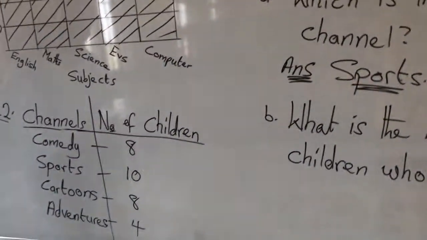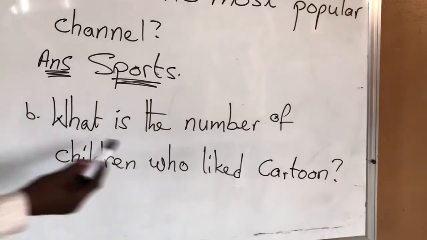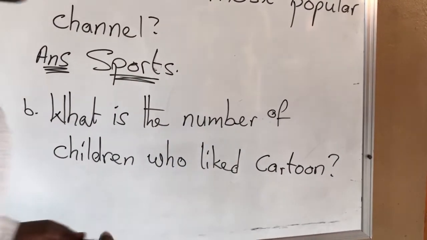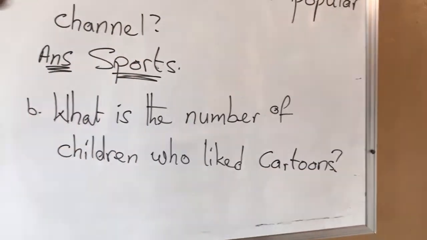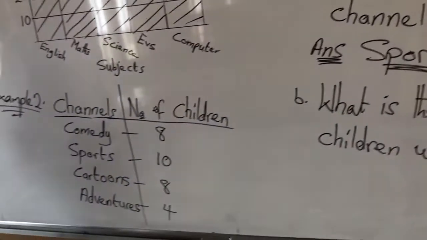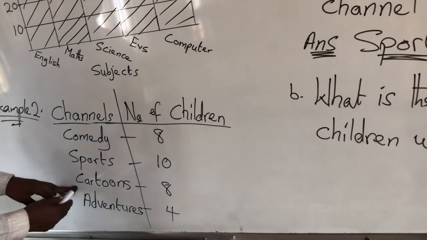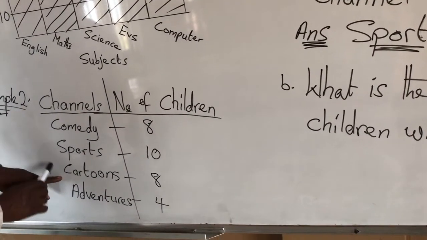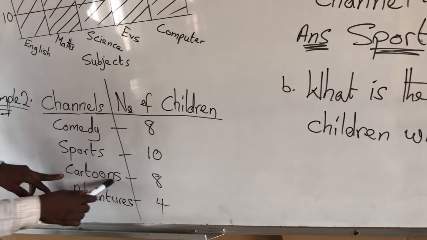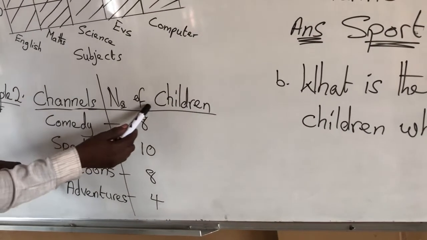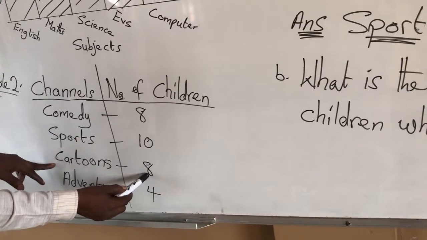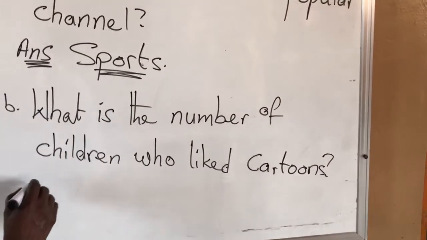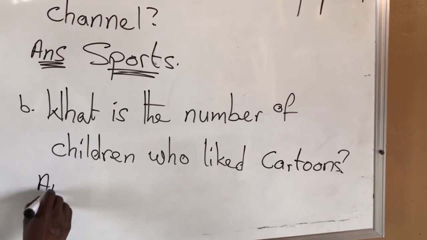The other one is, what is the number of children who like cartoons? Cartoons. So you come to the table here. Where is cartoon? This is cartoon. The number of children who like cartoon is, look at it, 8. Therefore, write your answers in sentence form.